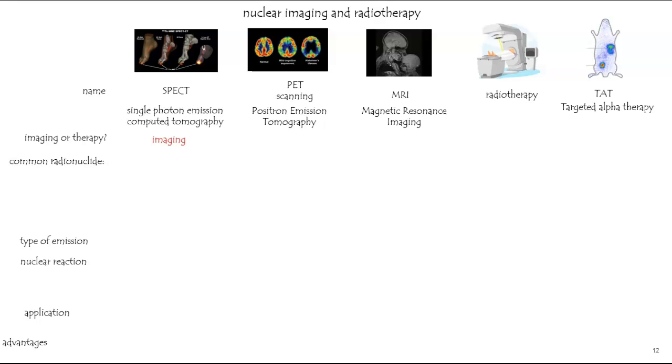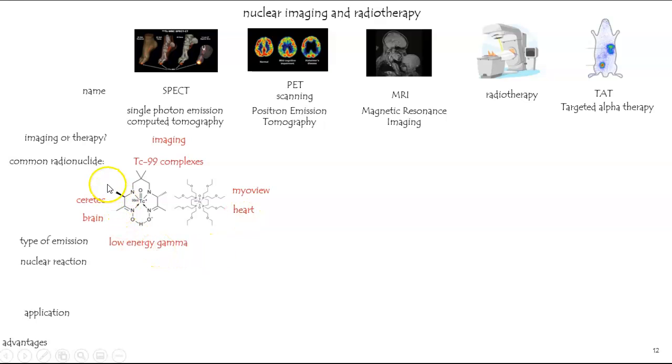A SPECT scan needs some sort of radionuclide, and in this case we'll be looking at technetium-99 complexes. These are gamma ray emitters. So they'll give off some energy, and that can be detected, and you can see where it is in your body. You might want to look at it for, say, a blockage, for example. A neat thing about it is you can tune these complexes to go to different parts of the body, either the brain, this is the form of this substance, or the heart. They give off gamma rays so they can be detected.